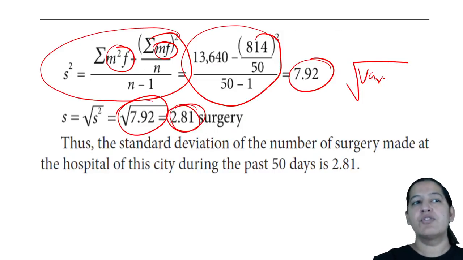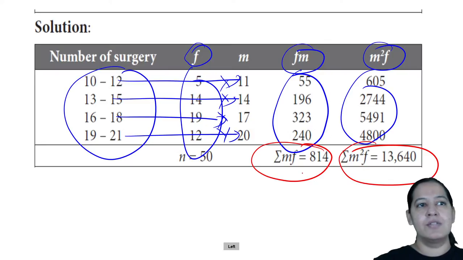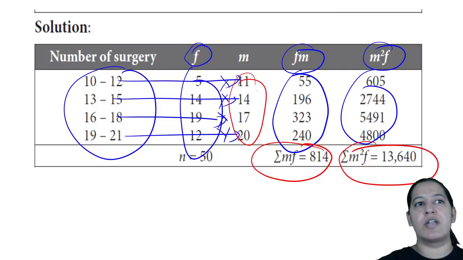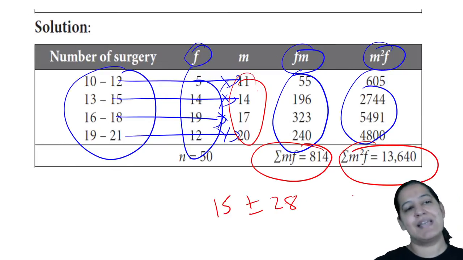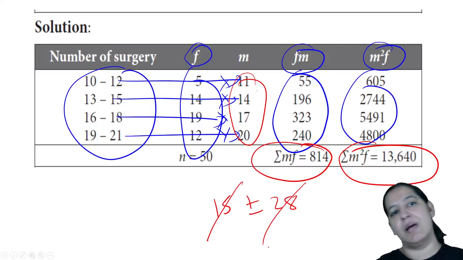To find out the variation. So variation is 2.81 surgeries. So 2.81 surgeries is the variation. Done. So that is the standard deviation. So the midpoint of all of them is approximately 14 or 15. So 14, 15 plus minus 2.8. That will be the variance. That will be the standard deviation. So mean is 15. Mean calculate kar sakte hain aur plus minus jitna bhi standard deviation.